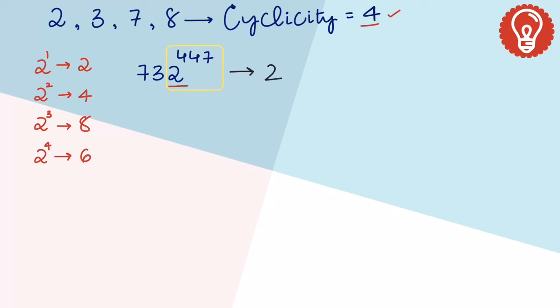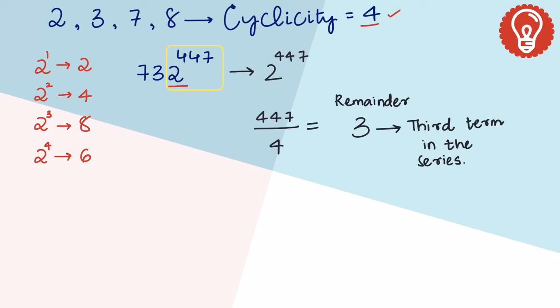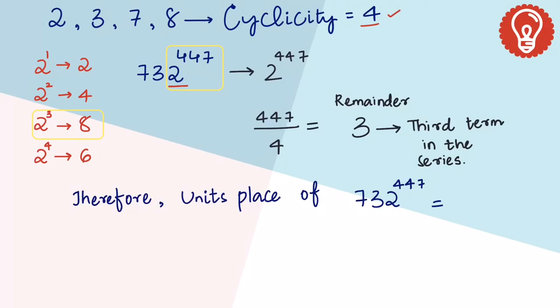Let's write 2 power 447 separately. Step 1 is to take the power 447, divide it by 4 because the cyclicity is 4, and find the remainder, which is 3. 3 refers to the third term in the series, and the third term in 2 power n series is 8. Therefore, the units place of this number is 8. That's all.